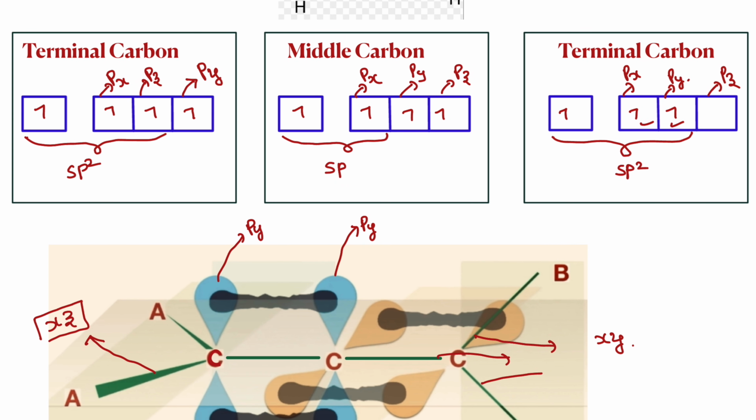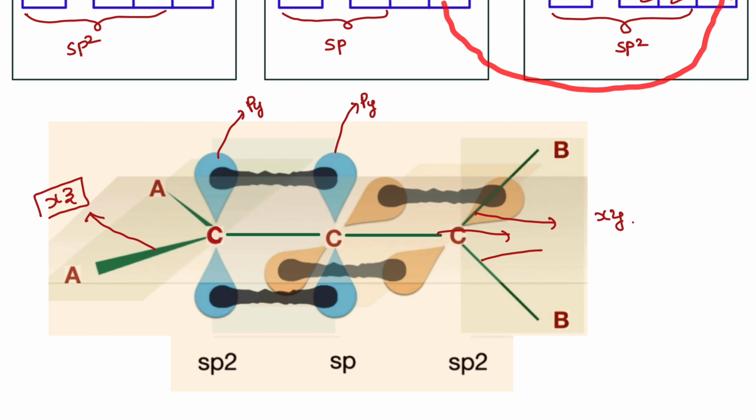And here another sidewise overlapping: the pz orbital of the middle carbon and the pz orbital of the other terminal carbon also undergo sidewise overlapping. You can see this is the pz orbital. The middle carbon is using py and pz orbitals to form pi bonds. This is a pz orbital, this is a pz orbital, and these are undergoing sidewise overlapping. As a result, there is a pi bond along the z-axis.